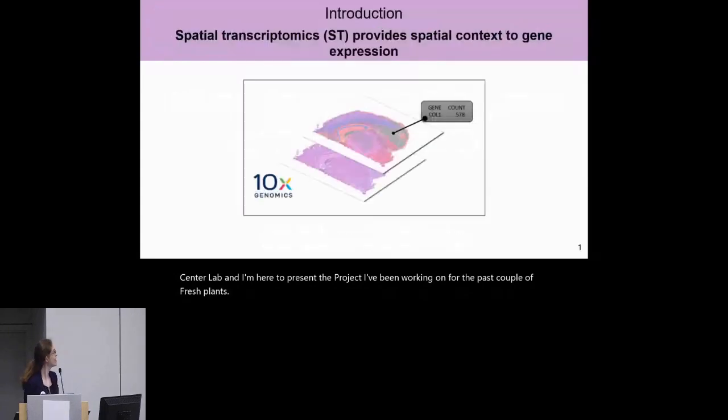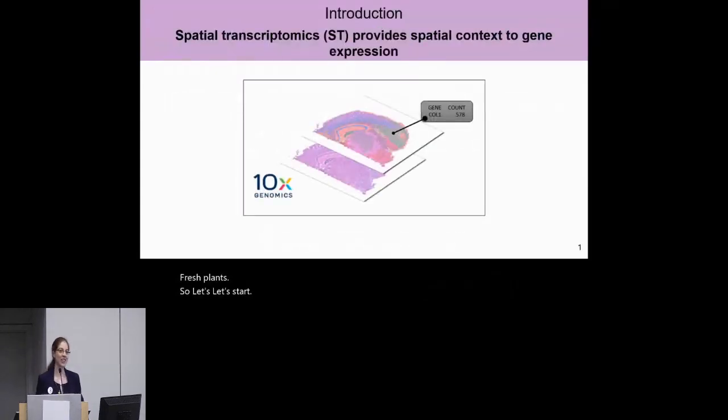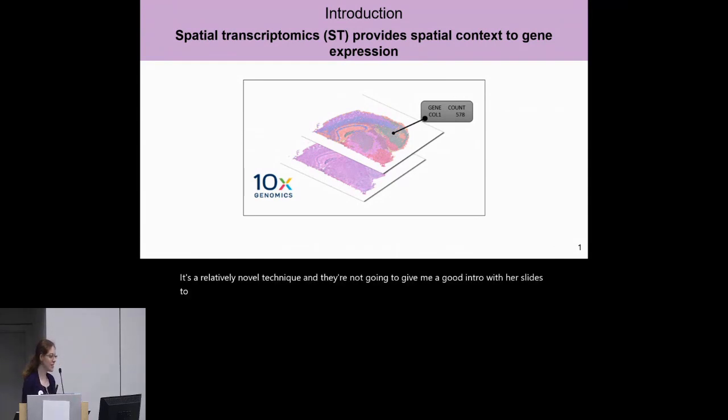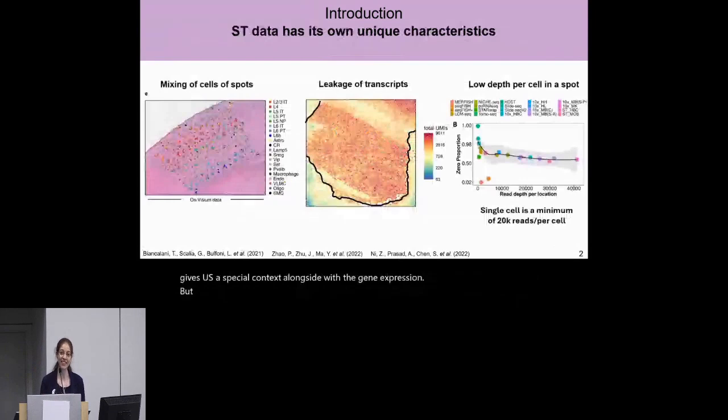Let's start. Okay, so short introduction. Spatial transcriptomics is a relatively novel technique, and Dana kind of gave me a good intro with her slides to this. It's gained a lot of popularity, especially spot-based technologies such as Visium, and it just gives us a spatial context alongside the gene expression. But spatial data has its own unique characteristics and challenges, you can say, and some of them are listed here.